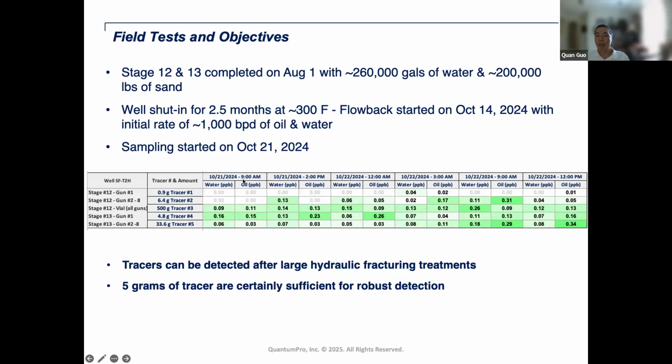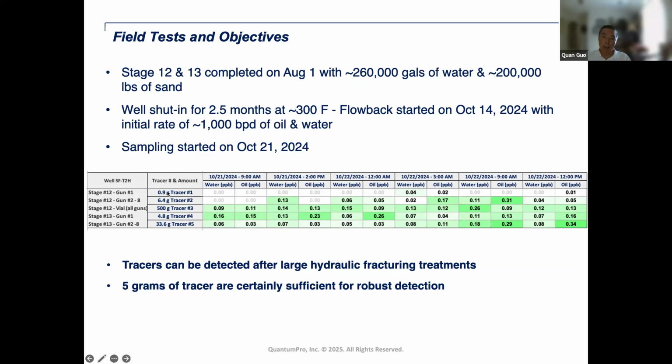The first sample was on October 21 at 9 a.m. So it is 1 week after the well was produced at about, I didn't list it here, about 1,200 barrels per day. And when we saw this result, we were quite excited. Actually, Wallace's comment was, I never thought we'd see anything, because after 2.5 months at this, and we know it's kind of high temperature for this.